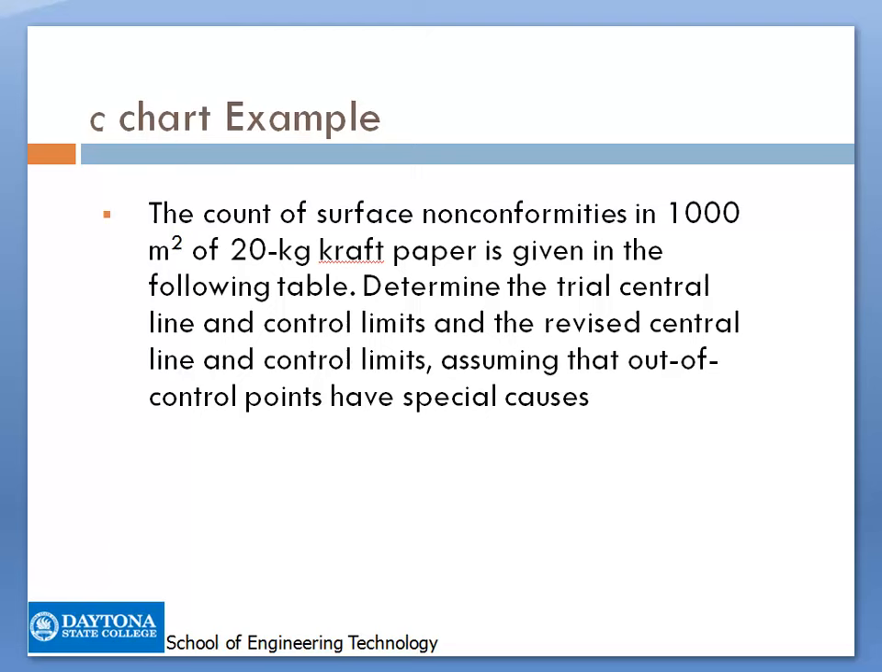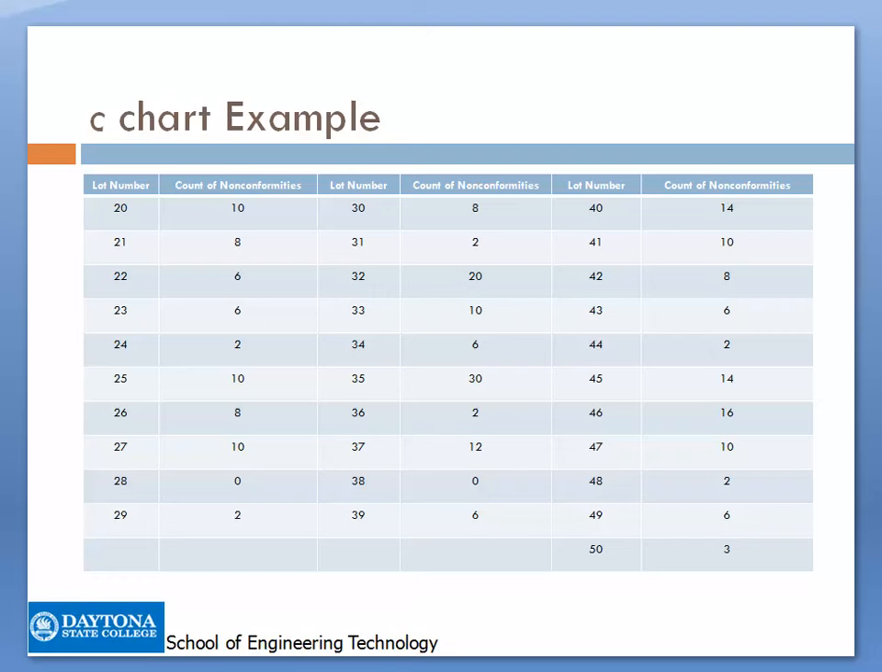And if it's out of control, you have to assume the special causes of variation and then revise central lines and control limits. So the data given is by lot number, and each lot number has a count of nonconformities. This is a case that we don't have a specific sample size and we have count of nonconformities, so this is a perfect fit for a C chart.